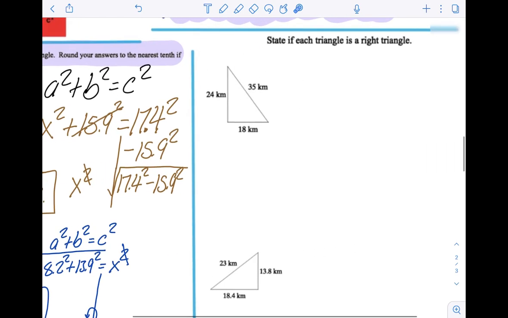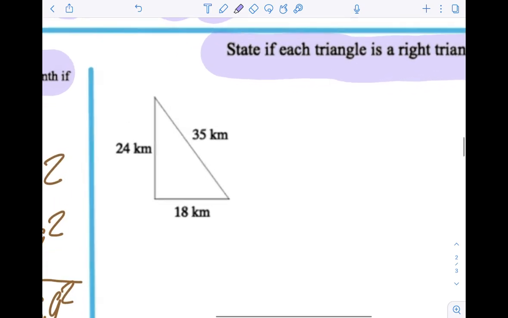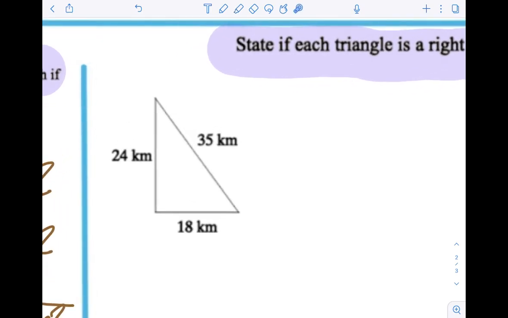Okay? Second kind of problem you're going to have in your assignment is here. It says state if each triangle is a right triangle. Okay? So, first thing we're going to do is we're going to identify our right angle, which we do not have a right angle. This looks like it's the right angle right there, right? But there's no square there. We can't assume that's the right angle. See?